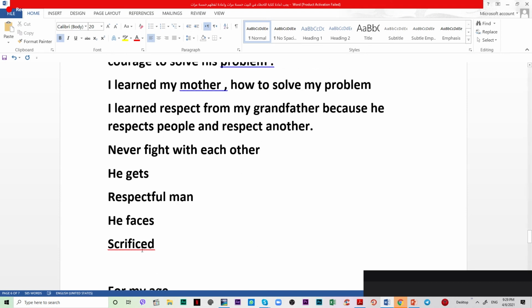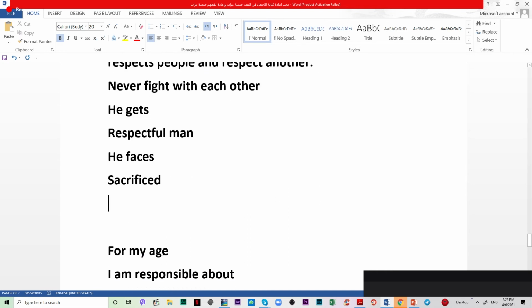Number five, I learned loyalty from my heart because he holds a pure loyalty. I learned compassion from my family because they are merciful with each other. Thank you very much. Who is next?